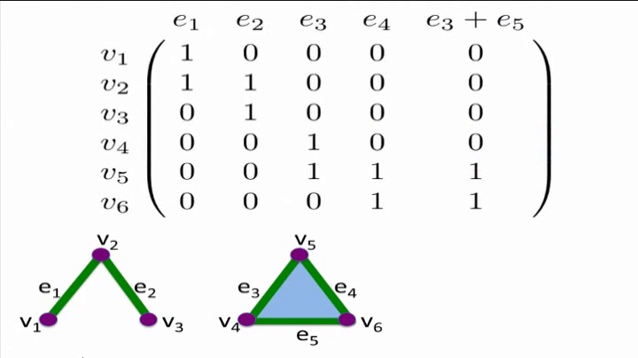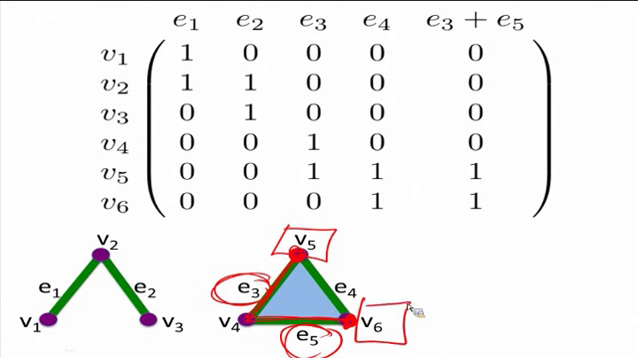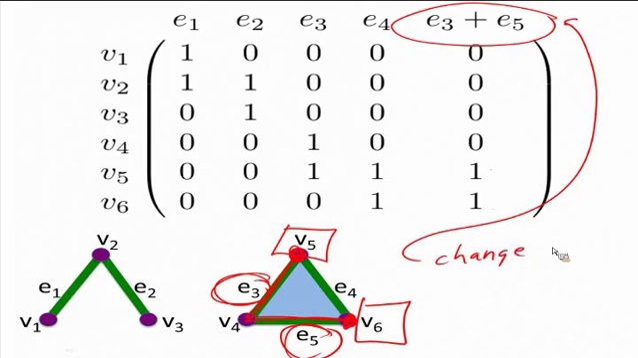And now when I take a look at here, what did I just do? I did E3 plus E5. Well, what is the boundary of E3 plus E5? Now, it's V5 plus V6. So my boundary is V5 plus V6. So when I do my column operations, I am getting the boundary here of the sum of my E3 plus E5. In other words, what I've just done is a change of basis.